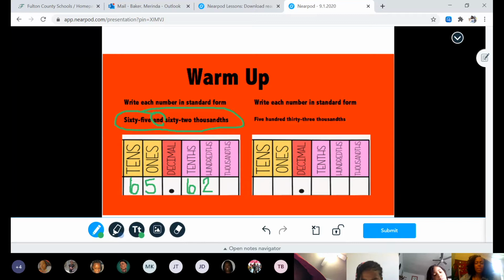Let me see. Did Ms. Baker complete this correctly? Put in the chat box. So look at what I have. Remember, our number is 65 and 62 thousandths. Did Ms. Baker complete this correctly? Put in the chat box, yes or no.